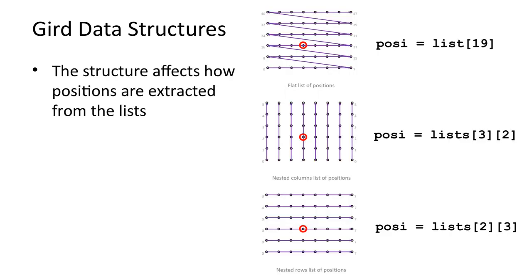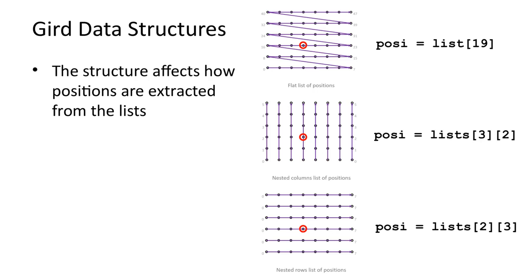The structure affects how positions are extracted from the lists. In the diagrams, one position has been circled. The code for extracting the highlighted position is shown. With flat lists, positions are organized as one long list. In the diagram, the bottom left corner is the first position in the list, and the top right position is the last position in the list. To retrieve a position in the grid.